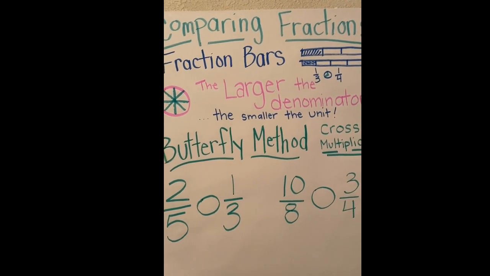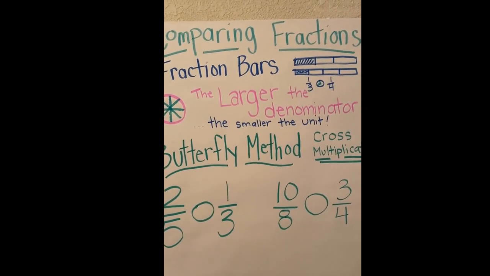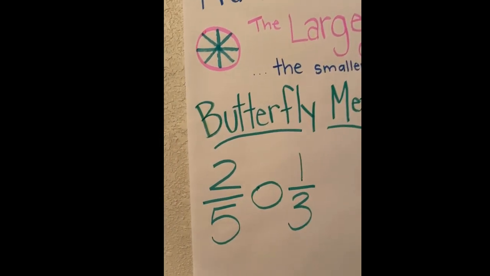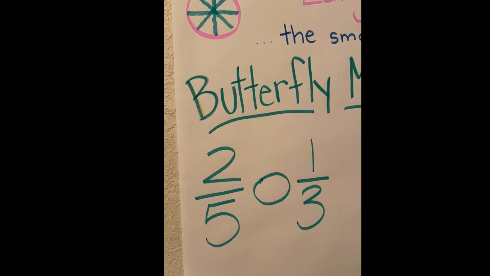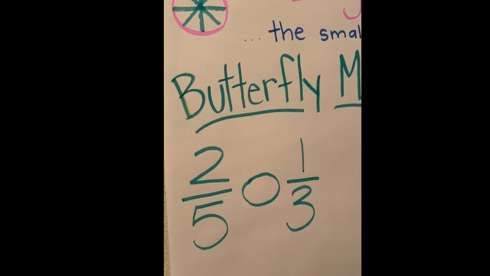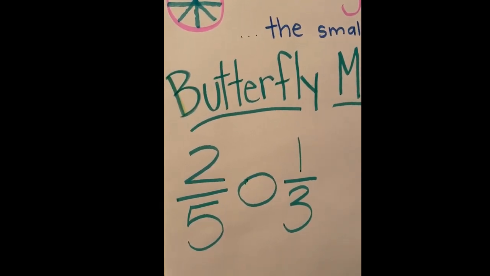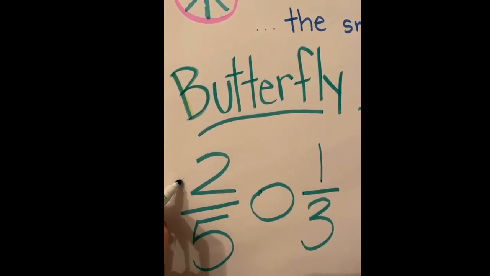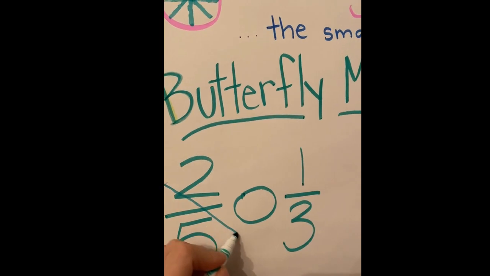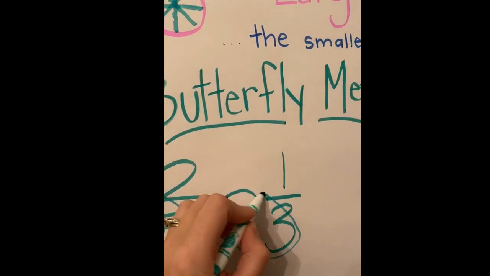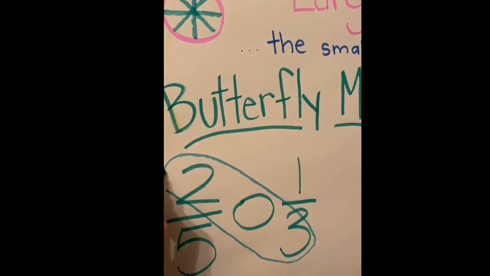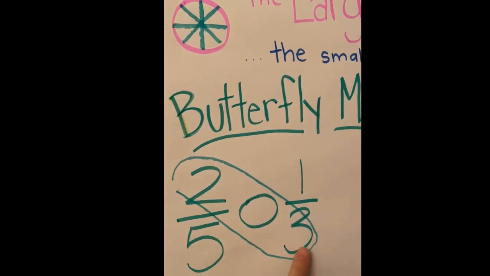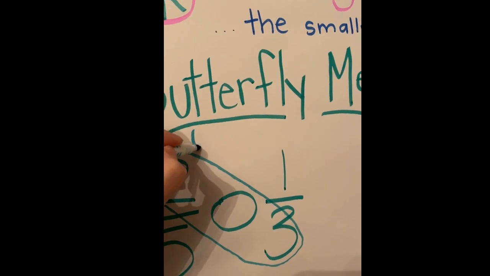The next method I like to use is the butterfly method, or cross multiplication, when comparing fractions. So here's my example. I've got 2/5 and 1/3, and I can use math to help me figure this out. So I'm going to multiply the numerator from this side with the denominator from the other fraction. So I'm going to multiply 2 times 3, that equals 6.